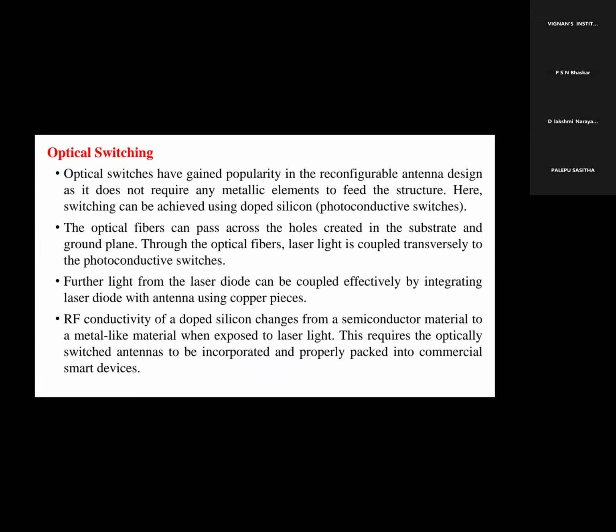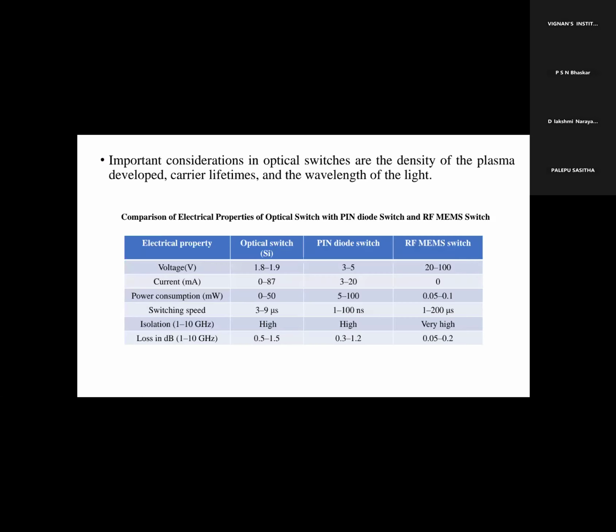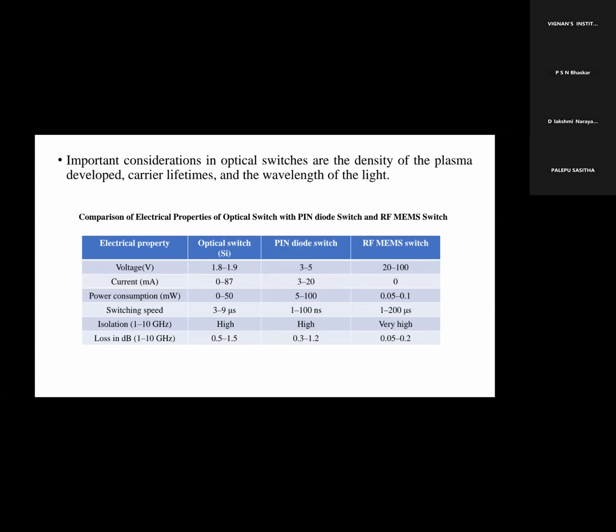The RF conductivity of the doped silicon changes from a semiconductor material to a metal-like material when exposed to laser light. This requires optically switched antennas to be incorporated and properly packed in commercial smart devices. The important considerations of optical switches are the density of the plasma development, carrier lifetime, and also the wavelength of the light. So, a comparison of the electrical properties of the optical switches with PIN diode and also RF switches.